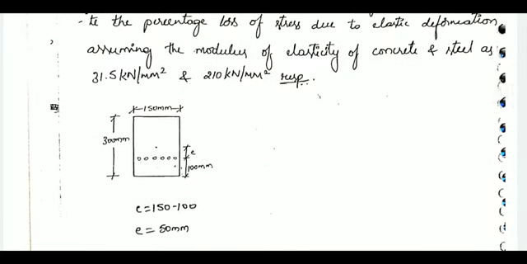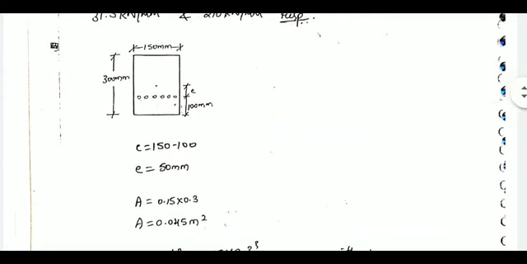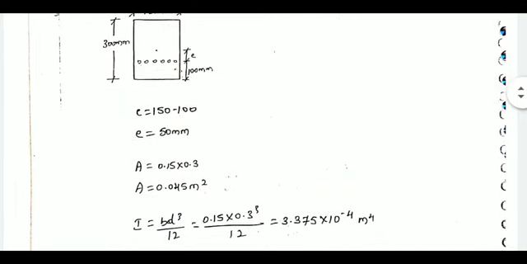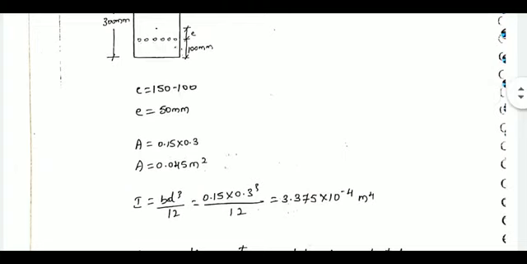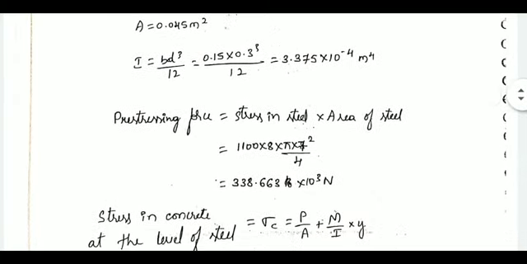With respect to the centroid of the cross section, we need to find out what the eccentricity is. So overall depth is 300, so the centroid will be at 300 by 2, 150. So eccentricity is 150 minus the distance from bottom to cables or tendons, that is 100 mm. We will get an eccentricity of 50 mm. And area is 0.15 by 0.3. Moment of inertia we have calculated.